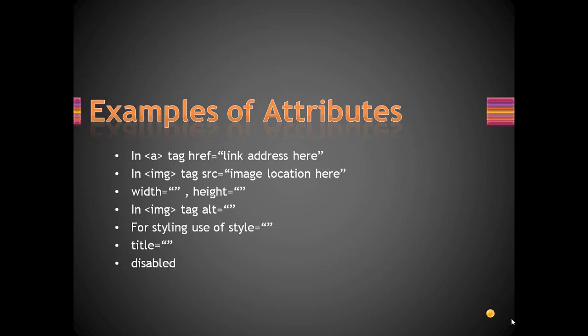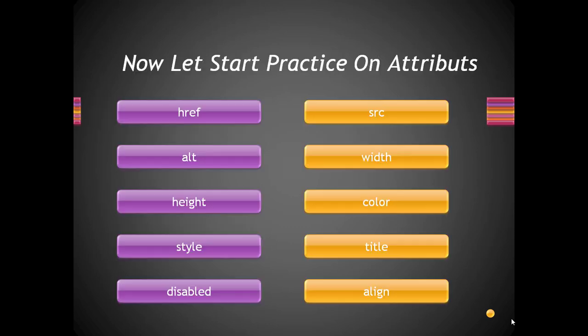In img we also use the attribute alt, which stands for alternative. It's used in case the image, due to some error, does not load in the HTML document, so the alt text is shown there. For styling purposes we use the style attribute. The title attribute is used, and disabled is also an attribute. We are now starting to practice it.